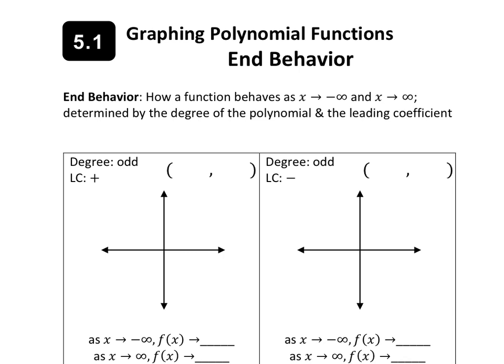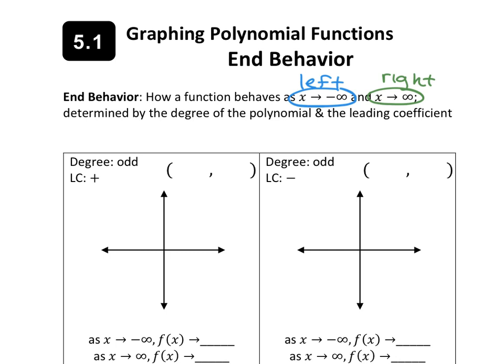There are only 4 options for end behavior, which means there's only 4 things we need to study on. End behavior is how a function behaves, like we said, as x approaches negative infinity and x approaches infinity. Right now, I want you to circle the one that says x approaches negative infinity, and write the word left next to it. I also want you to circle the one that says x approaches infinity, and write the word right. So negative infinity for x is the left side, and positive infinity for x is the right side.